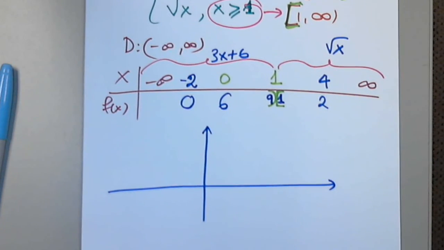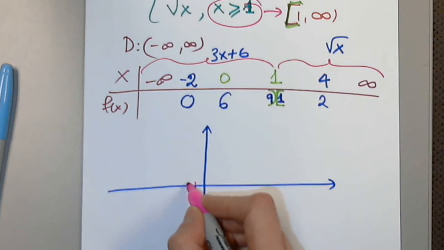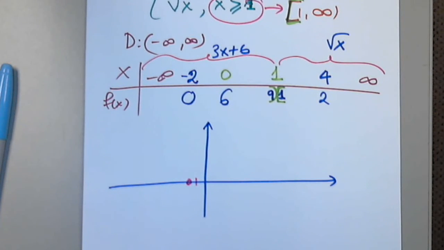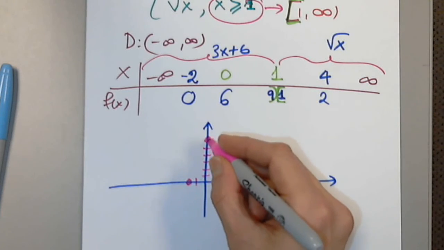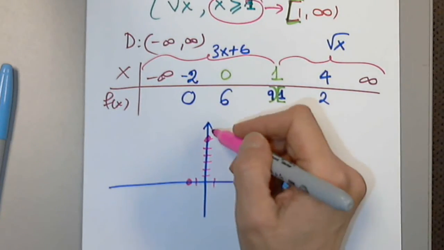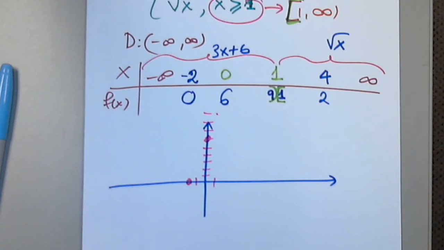One more time. Negative 2, 0. No problem. Next one. 0, 6. Next one. What type of point is this? That's the max.